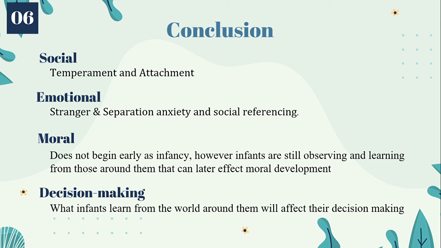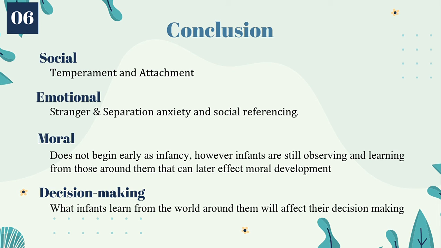So in conclusion, today we talked about social, emotional, and moral development in infants and how variables that can affect those domains can affect their decision making. When we talked about social development, we talked about how an infant's temperament and the attachment they have with those around them can affect their social development. When we discussed emotional development, we discussed how typically by the end of the first year, infants develop separation and stranger anxiety, as well as social referencing, and how those variables affect how they develop emotionally.